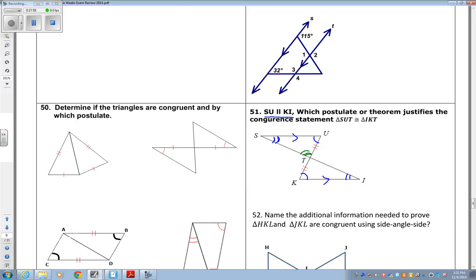That's why I said you'll have two and one. You'll have two known facts. So you have alternate interior, and you have one pair per transversal. So this had two transversals. That's why I had two pairs.